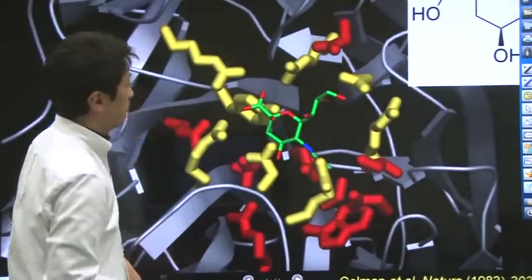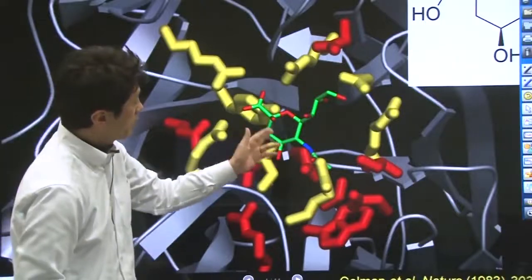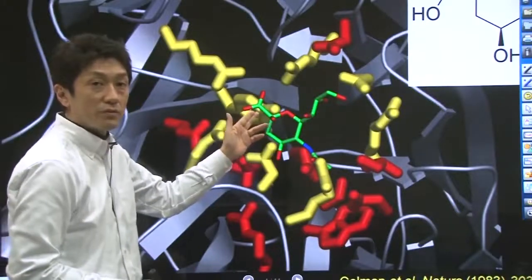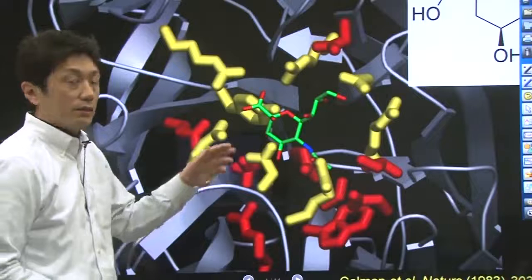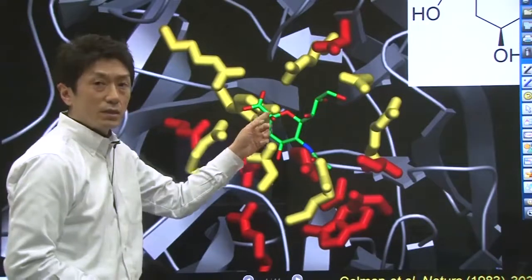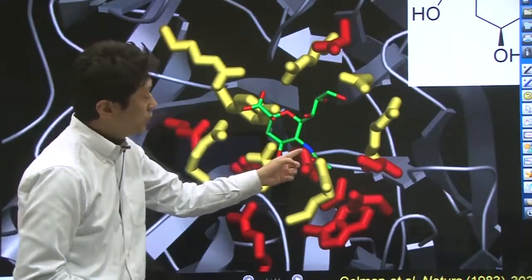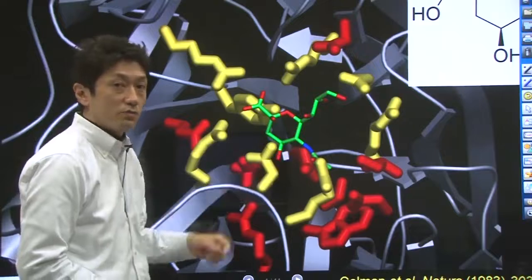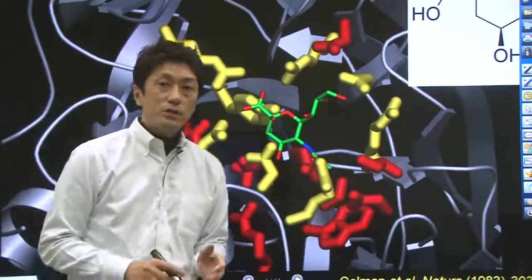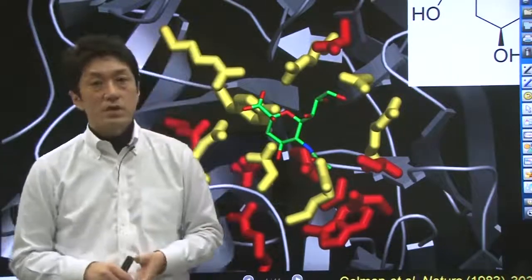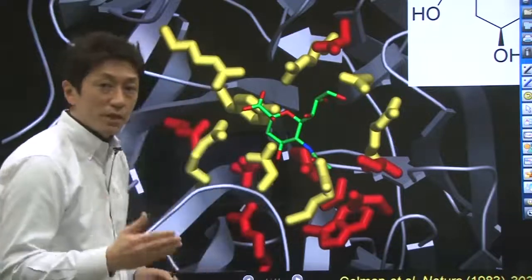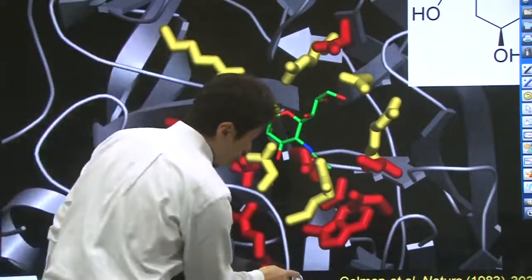Let me expand a little bit. You see the 6-member ring here and the acid right here. By the way, the red indicates an oxygen atom and blue indicates a nitrogen atom. How can you make an inhibitor of this enzyme? Let me go back to the mechanism of the enzyme reaction.